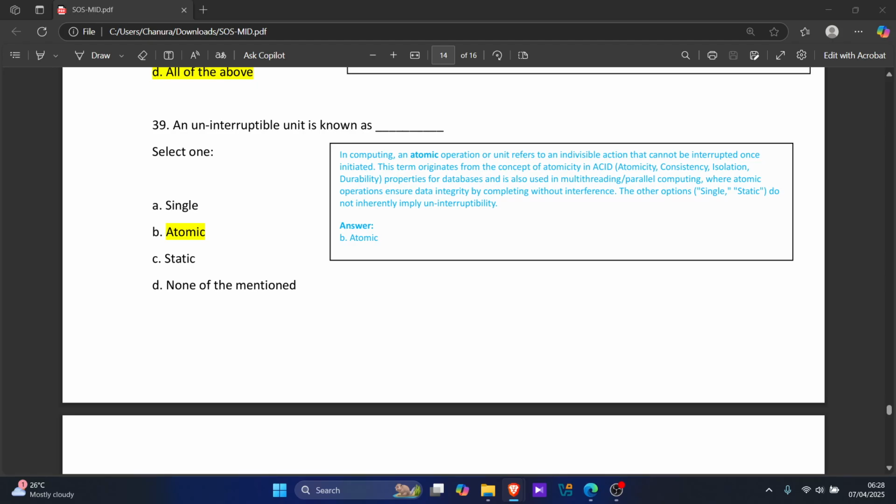The correct answer is B. Atomic. Explanation. In computing, an atomic operation is one that cannot be interrupted once it begins, ensuring it either completes fully or not at all. This concept is critical in contexts like database transactions and concurrent programming, where indivisibility guarantees data integrity. Terms like single or static do not describe interruptibility. Thus, atomic is the precise term for an uninterruptible unit. Answer: B. Atomic.